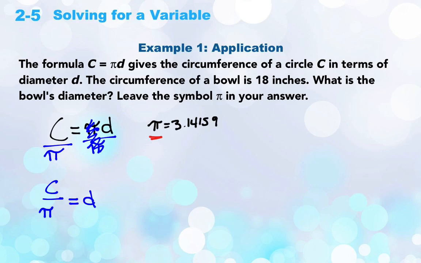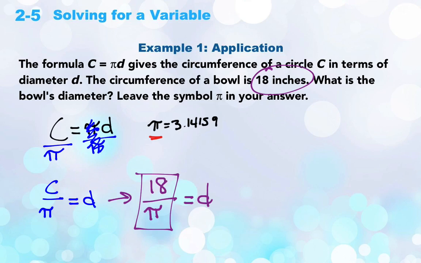So now what I can do is take this formula and plug in what we know from the word problem that says the circumference of the bowl is 18 inches. So where c is, I'm going to plug in 18. I still have pi here, and then the answer is going to be d. Now this says leave it in terms of pi, so they're not asking to divide 18 by 3.14159. They're just saying leave it as 18 divided by pi. Don't divide it in.